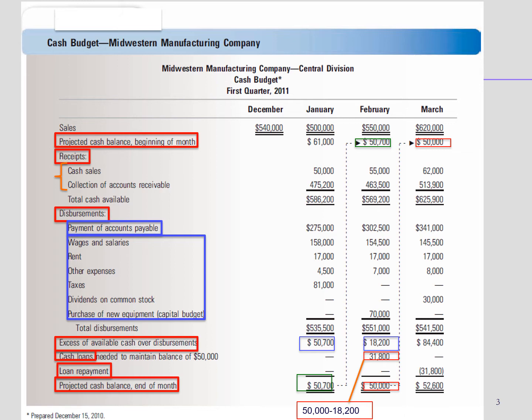Repeat the steps just described. At the end of March, the available cash is $84,400, larger than the desired cash balance of $50,000. The company can pay off the cash loan of $31,800 borrowed in February. The projected cash balance at the end of March is $52,600.